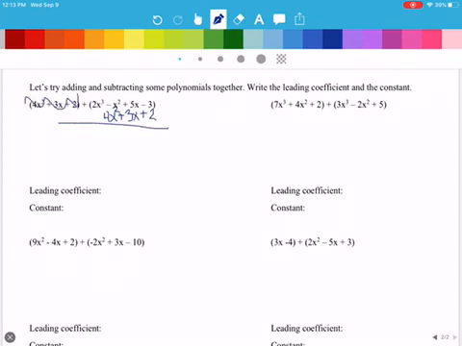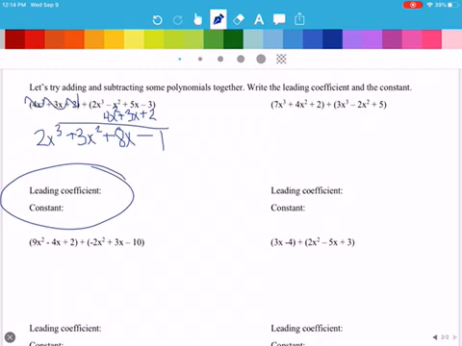Because now that's gone, and I can just add straight down. Negative 3 plus 2 is negative 1. 5x plus 3x is a positive 8x. Negative x squared plus 4x squared is a positive 3x squared. And nothing happened with 2x cubed, so we just bring 2x cubed down.